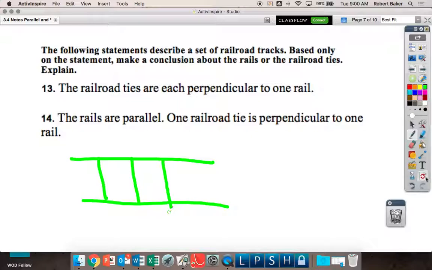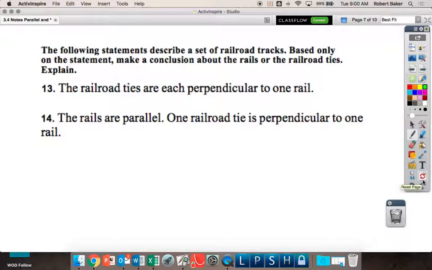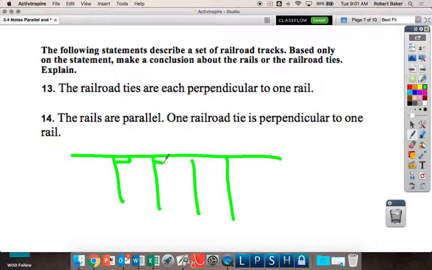We're going to look at number 13 specifically. The railroad ties are perpendicular to one rail. So I have a rail, and I have multiple ties that are perpendicular to one rail. What sort of conclusion can I draw from that? Every tie is perpendicular. That's what it says. It says every tie is perpendicular to the rail. Can I make some sort of conclusion about the ties specifically? Yes, Fletcher. All the ties are parallel.